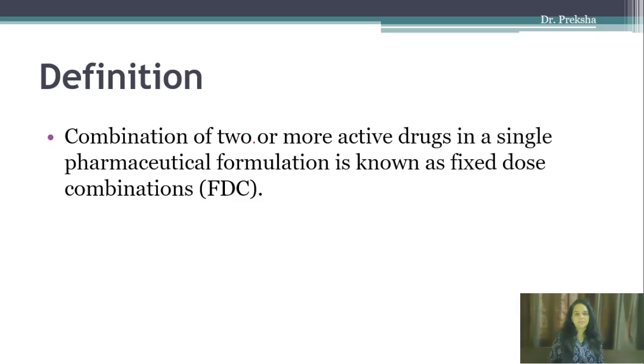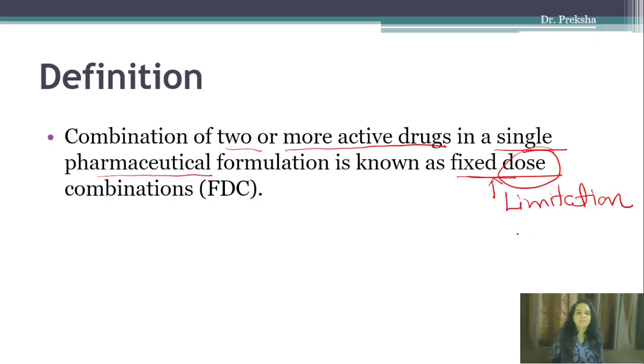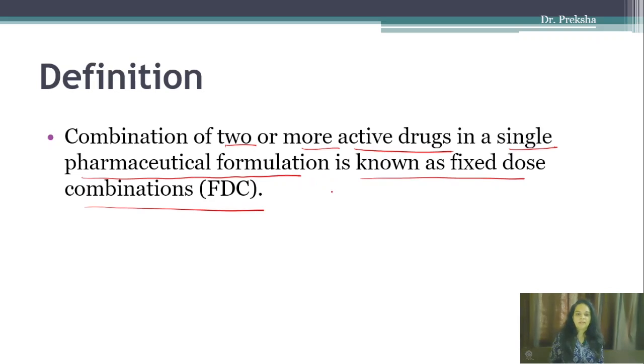So let us first discuss the definition of fixed dose combination. Combination of two or more active drugs in a single pharmaceutical formulation is known as fixed dose combination. Remember, it's a fixed dose, so here you cannot adjust the dose of the drug. This is the limitation of fixed dose combination. Remember, there should be at least two drugs in a single formulation. For example, it can be in the form of tablet, it can be in the form of capsule, anything it can be.